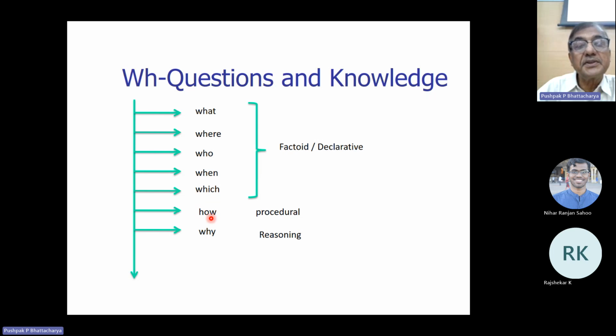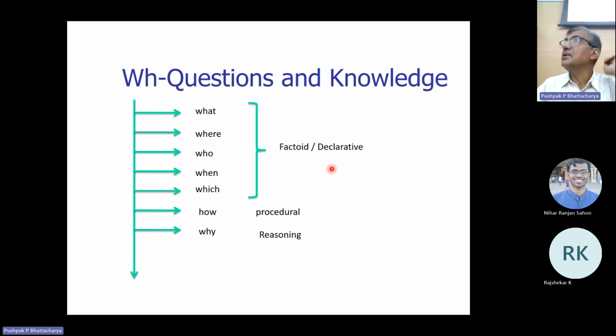How is a procedural question. How do we travel from Mumbai to Delhi? And you have to give a step-by-step procedure. How do I make dosa? A step-by-step procedure for this. Why? Why is there sadness in the world? A very complex question. So why is a reasoning question, how is a procedural question, and other questions are called factoid or declarative questions.